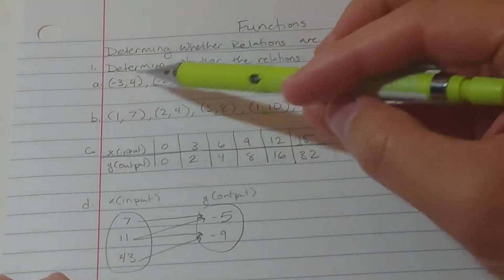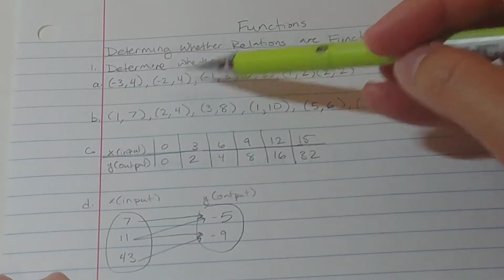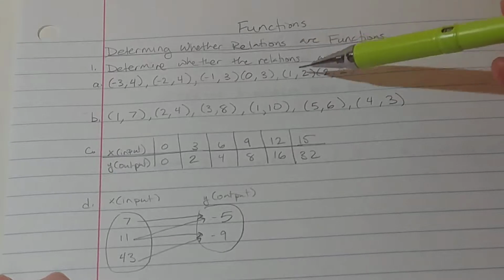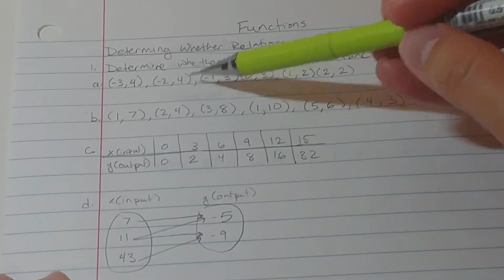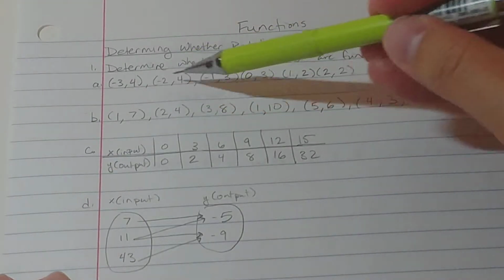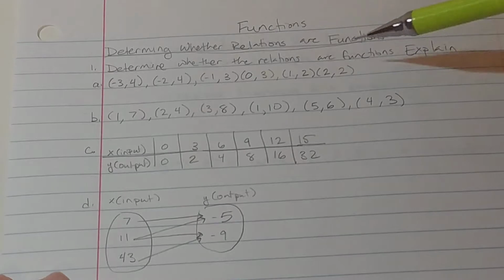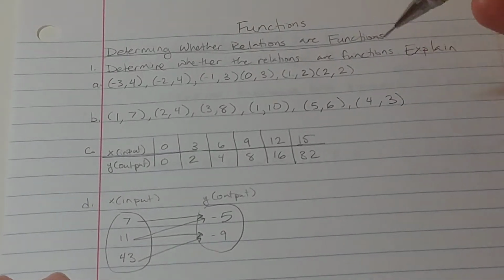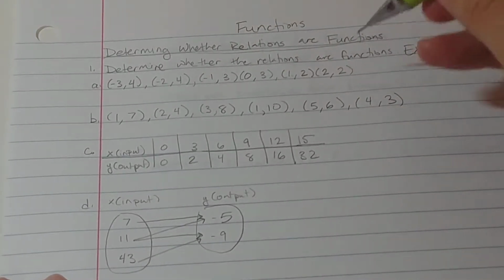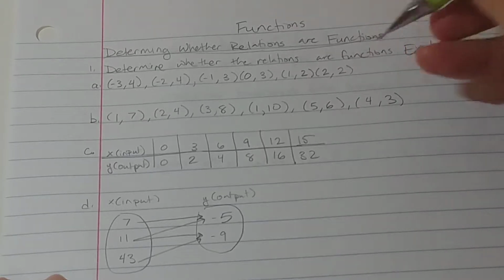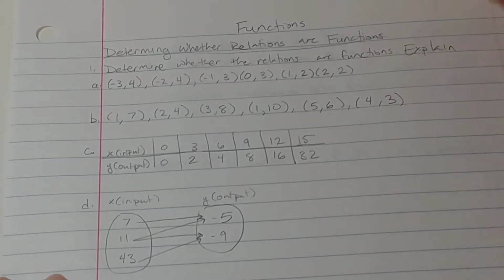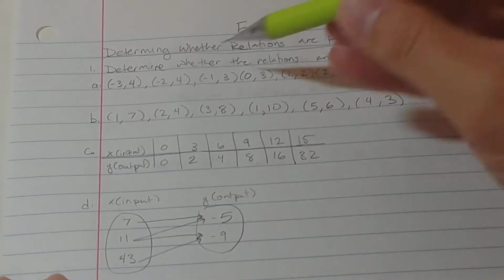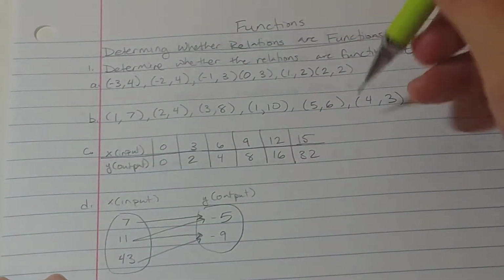So here we have (-3, 4), (-2, 4), (-1, 3), (0, 3), (1, 2), (2, 2). And we notice that a lot of the y's repeat, right? 4, 4, 3, 3, 2, 2. But the y's are the outputs. Now, it's okay if the outputs repeat. That just says more than one input has the same output. But for functions, we want to make sure that each input has only one output. So if any of the x's repeat, then we know it's not a function.